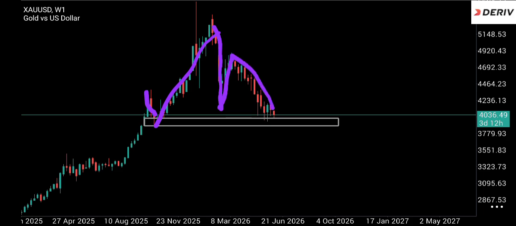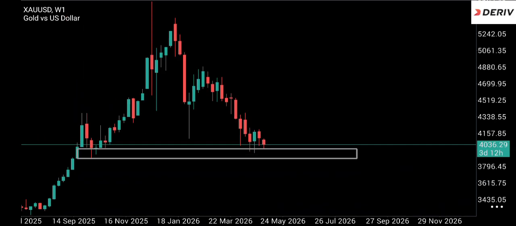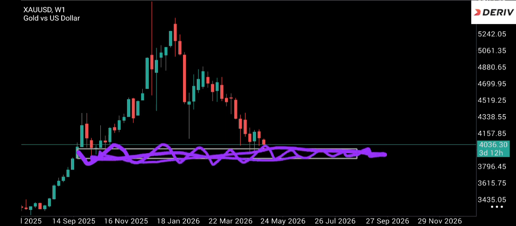Right now, again, we are seeing the similar thing happening. We already have two rejections. We have a rejection here and here, a rejection here, still rejecting. So we can establish that this is a major support. Price is failing to break below this area.